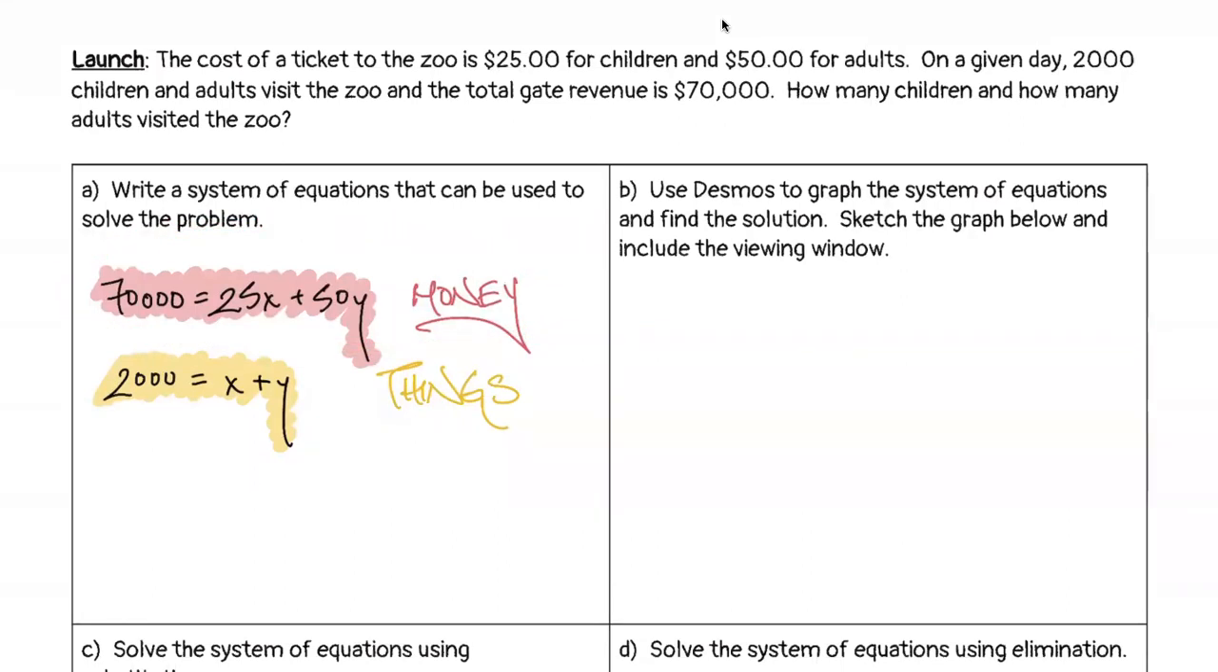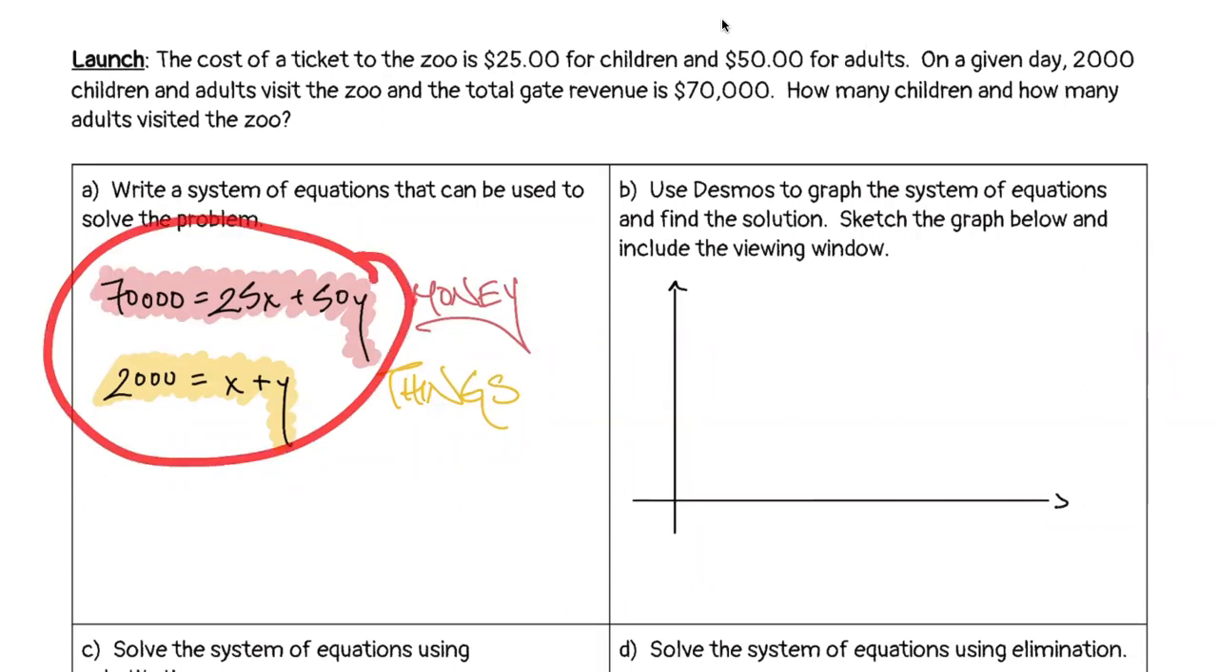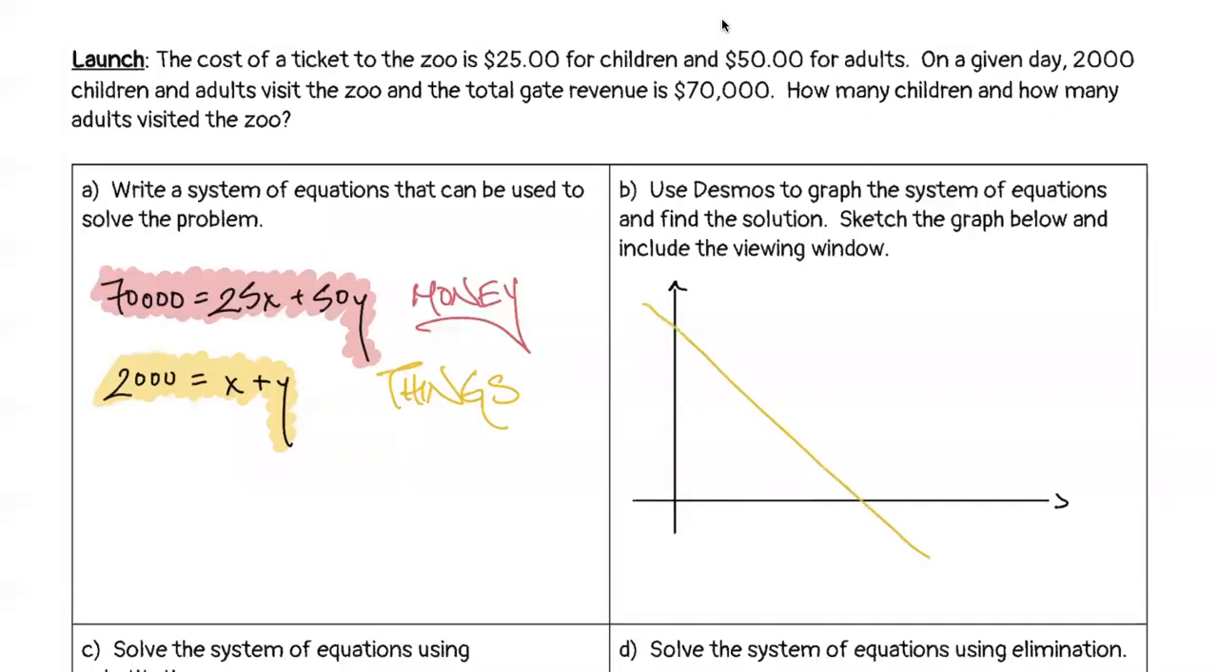Okay. Now in part B, I asked you to use Desmos to graph things, because one of the beautiful things about Desmos is you can put the equations in just like this. You don't have to rewrite it. You don't have to solve for y, find the slope, find the y-intercept. If you plug these equations into Desmos, it will give you a graph. You just have to zoom out enough so that you can see what's going on. But effectively, you should have ended up with one graph that looks like this.